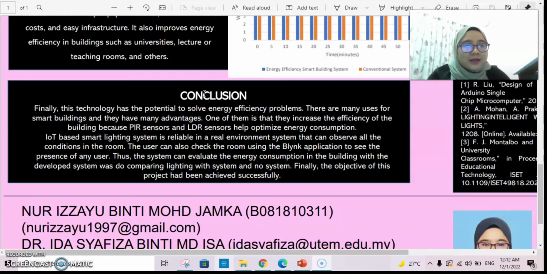The IoT-based smart lighting system is reliable in a real environment and can observe all the conditions in the room. The user can also check the room using the Blink application to see the presence of the user. The system can evaluate the energy consumption in the building, comparing lighting with the system and no system. Finally, the objective of this project has been achieved successfully.